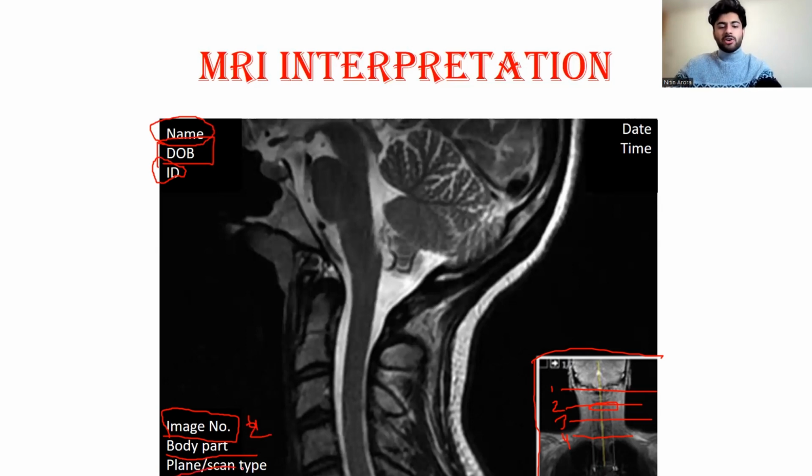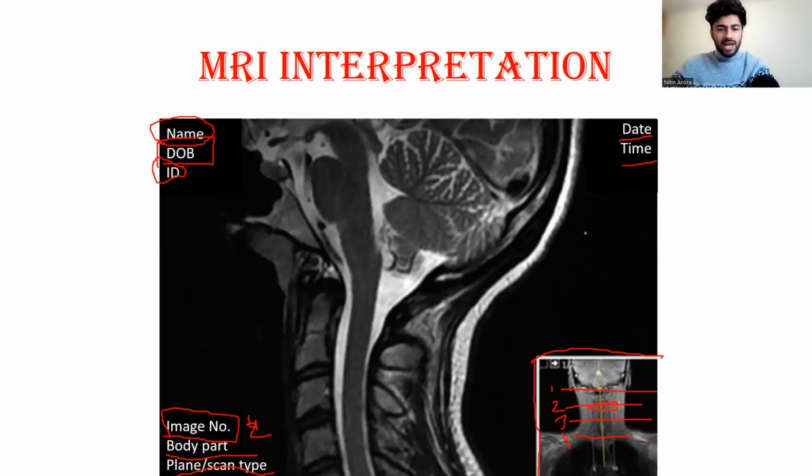Third thing is the plane or scan type. MRI scans can be taken in multiple planes: sagittal plane, coronal plane, frontal plane, axial plane. We'll talk about this in a short while. And then you need to see the date and time so that you know that you are assessing the latest MRI of the person. Okay.